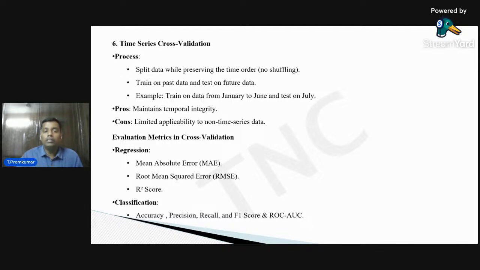Then the evaluation metrics in cross validation. For regression, we're going to find out the mean absolute error, the root mean square error, and R square. So these are the regression metrics that can be used for regression. And in the case of classification, the performance metrics that can be used are accuracy, precision, recall, F1 score, and ROC AUC.